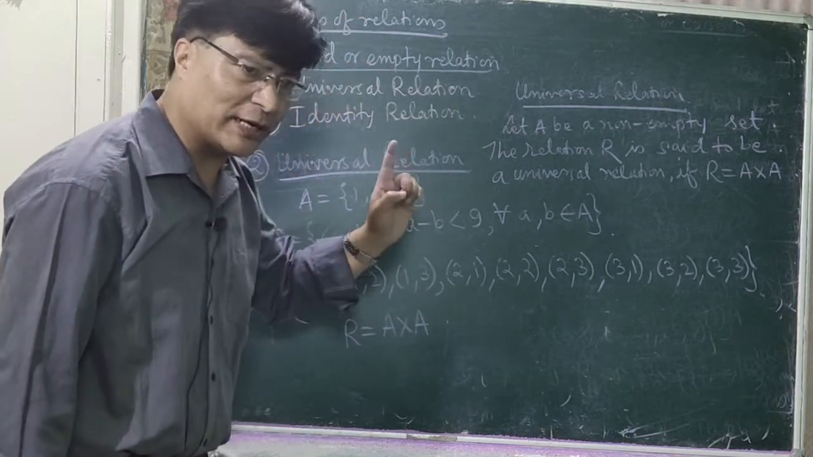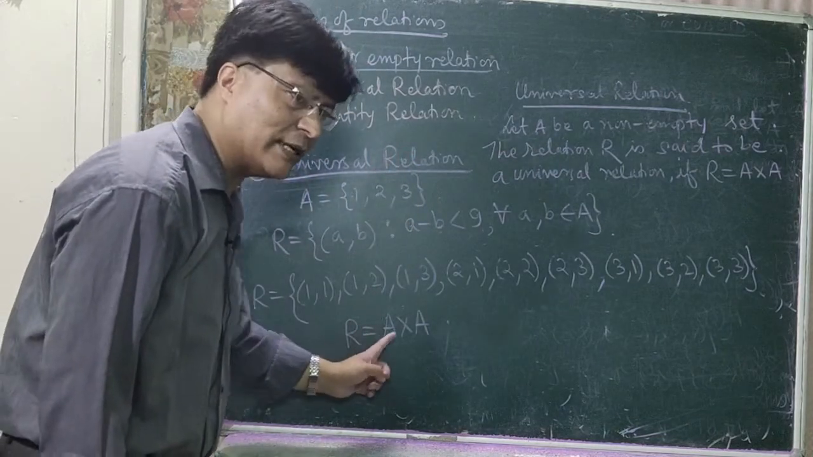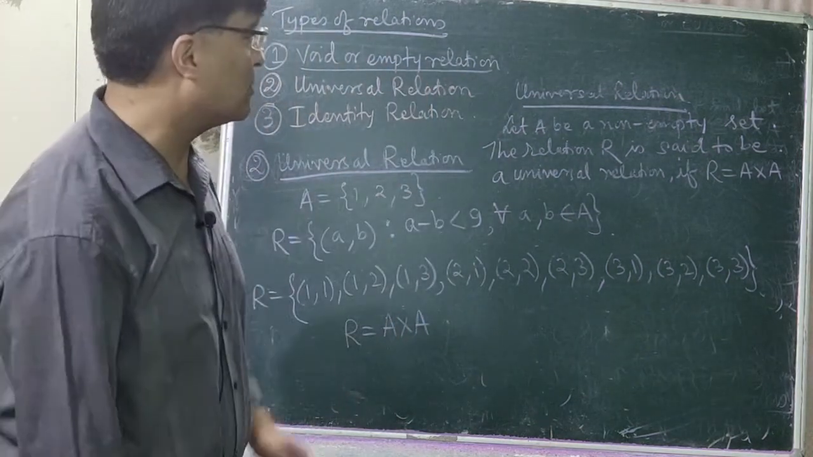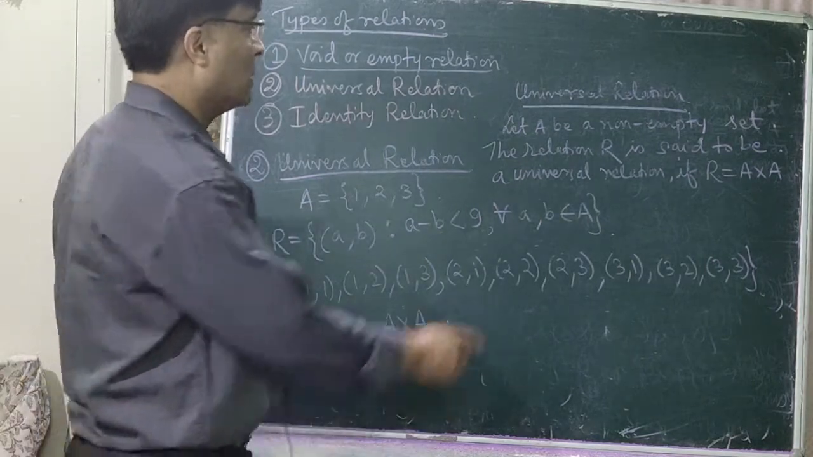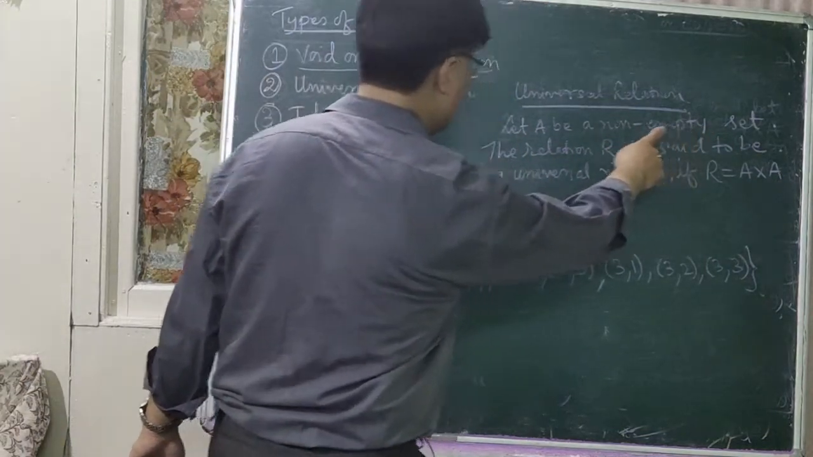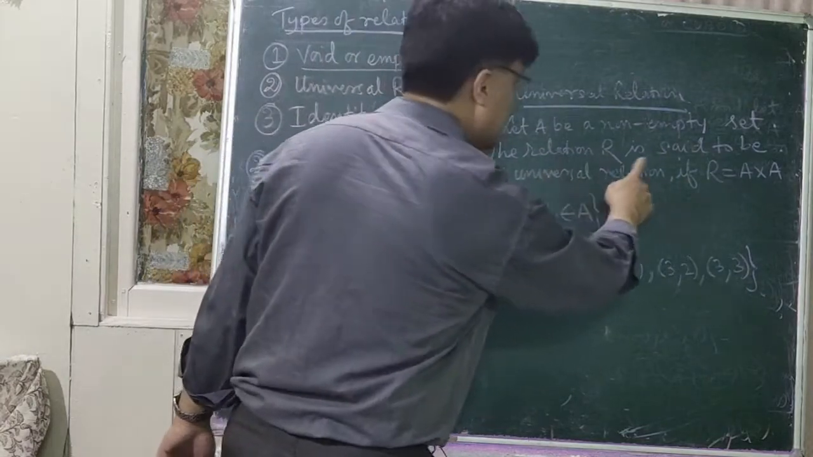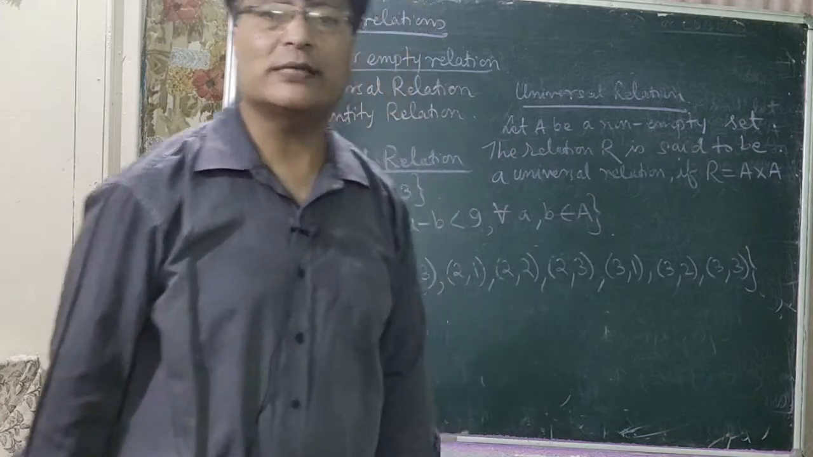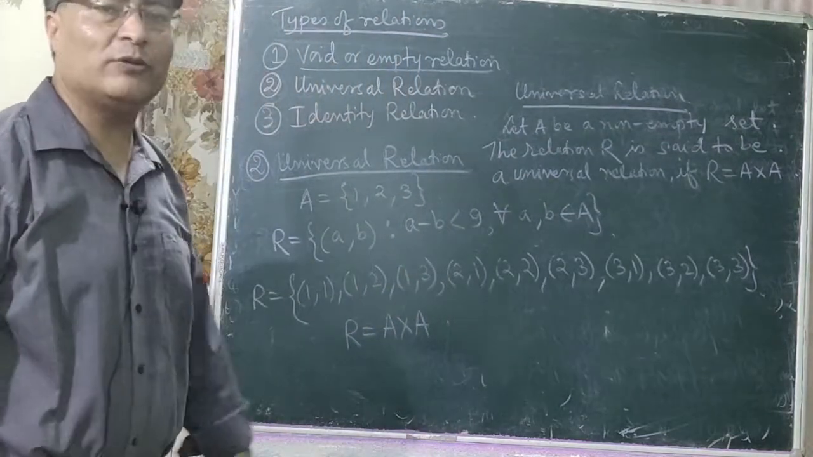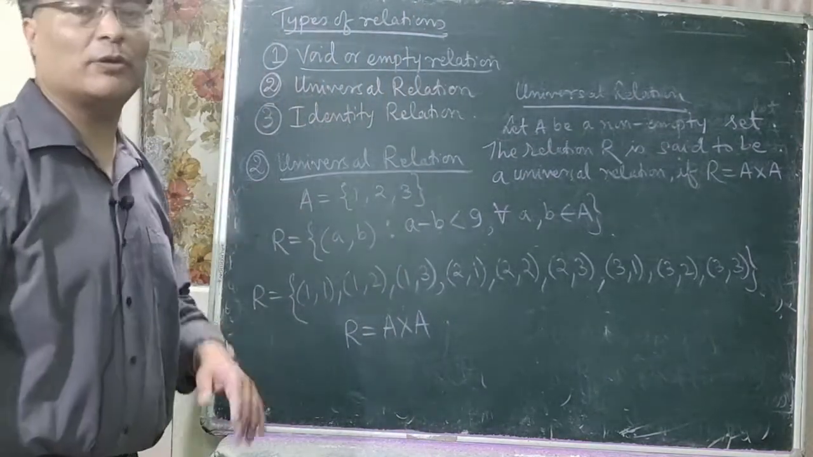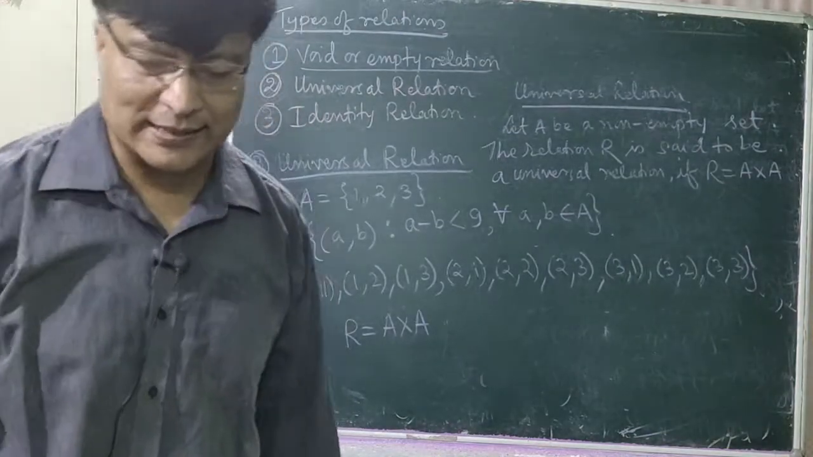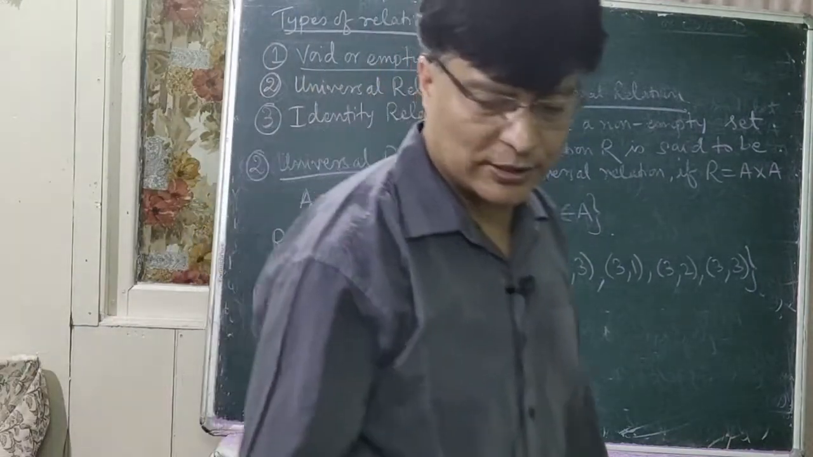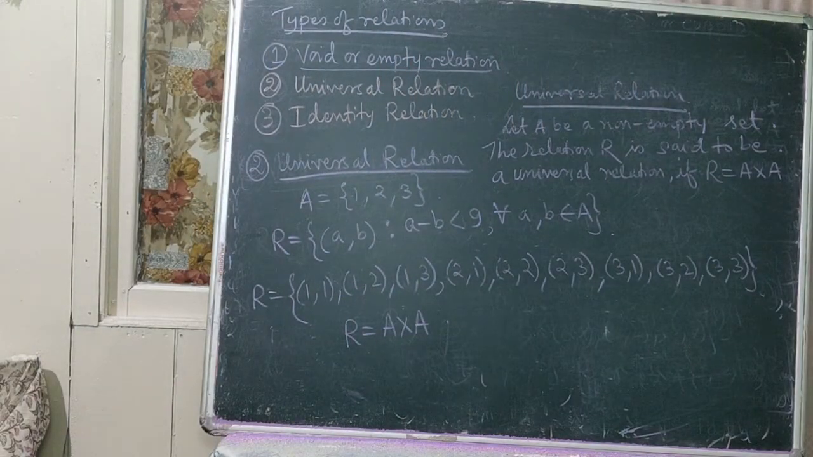If in any relation the given set A is a non-empty set, and capital R is equal to A cross A, then I have a universal relation. Let capital A be a non-empty set. The relation R is said to be a universal relation if capital R is equal to A cross A. So this is your universal relation, and this is the example of universal relation. Is that clear now? Now we will do the identity relation. So you can note it down.